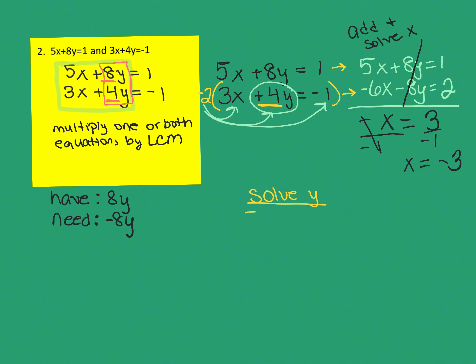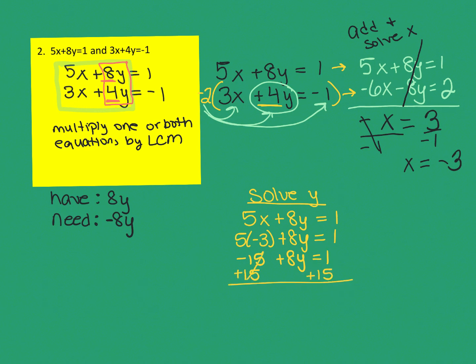Any of the originals is fine. So I'm just going to pick this top one. I'm going to plug in negative 3 for my x value and solve this. So just going through my operations, I'm going to get 8y equals 16, divide, and we'll get y equals 2. Got my x, got my y. So right now, we're saying our answer is negative 3 and positive 2.